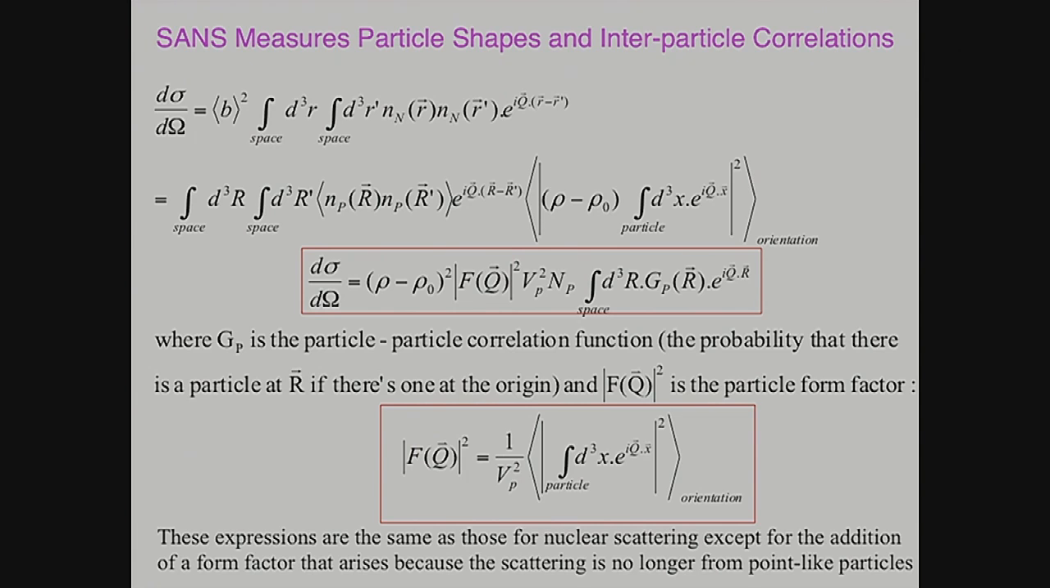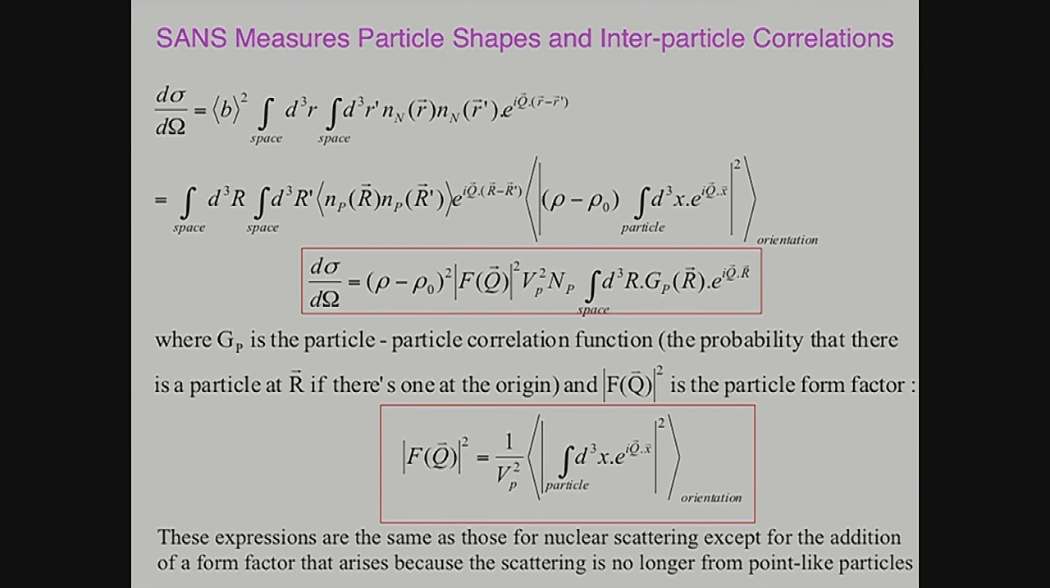The scattering for this looks complicated, but it really isn't. This is the scattering cross section. It's the ubiquitous thing that we keep coming back to. What does it look like for SANS? Well, it has a form factor in it. That form factor is just the sum of the phase factors that we know and love over whatever the particle is that you're thinking about in your system.